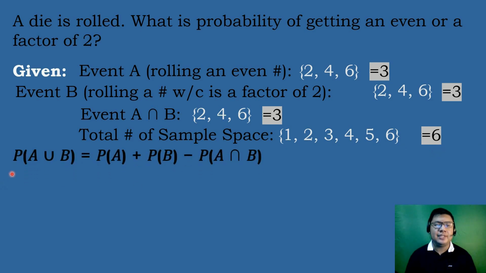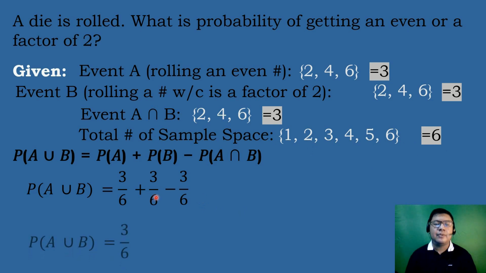And then after that, we'll be using the formula. The probability of A union B is equal to the probability of event A plus the probability of event B minus the probability of A intersection B. So we have the probability of A union B equals the probability of A, event outcomes of A is equal to 3, all over the total number of sample space equal to 6, plus the probability of B is equal to 3, and then the total number of sample space is equal to 6, minus the probability of A intersection B. So A intersection B is equal to 3, all over the total number of sample space equal to 6.